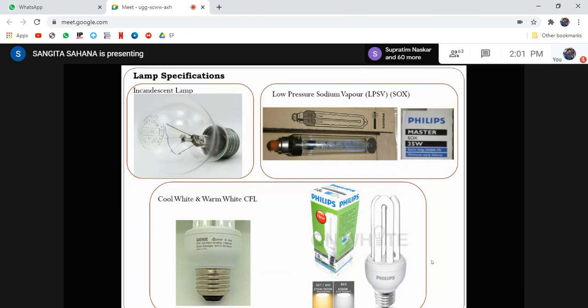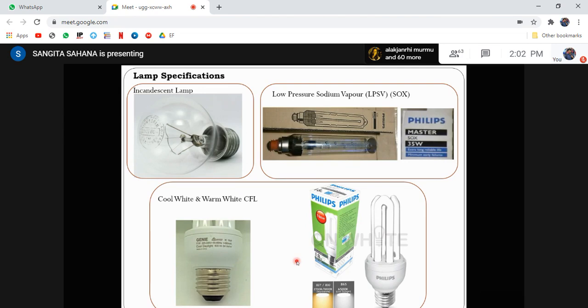So you can see the first figure, which is an incandescent lamp. Here you can see it's written 60 watt, 230 volt, the wattage and the rated voltage. Here you can see it's a 35 watt low pressure sodium vapor lamp. And the third one is the cool white or warm white CFL. In this third figure, it is written 11 watt, 220 to 240 volt rated voltage, current, etc.